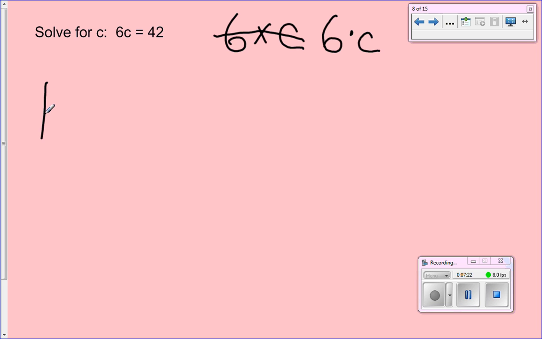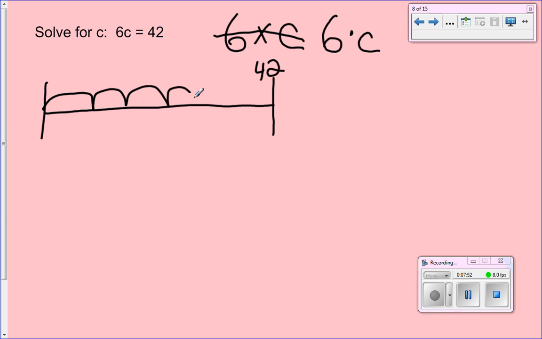So let's start with our number line. I know that I'm equaling 42, so I'm going to put 42 out here at the end of my number line. And then I'm trying to figure out how many jumps of 6 does it take to get to 42. You could also think of it as 6 jumps of how much does it take to get to 42. So I'm going to go ahead and put those 6 jumps out there.